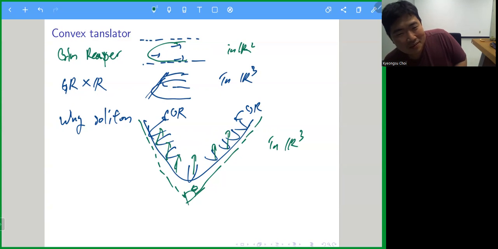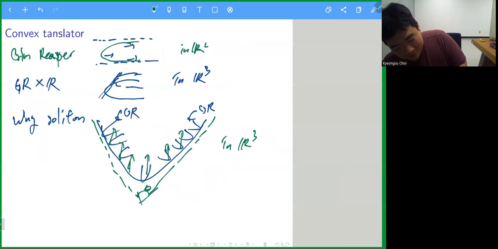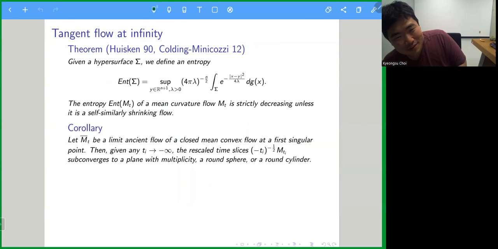So it seems almost impossible to classify ancient mean curvature flows. Sure, we can somehow see some structure, maybe. There are some papers, but let me skip that because there are so many things to talk about today. Okay, so let me talk about how to classify the limit ancient flow.